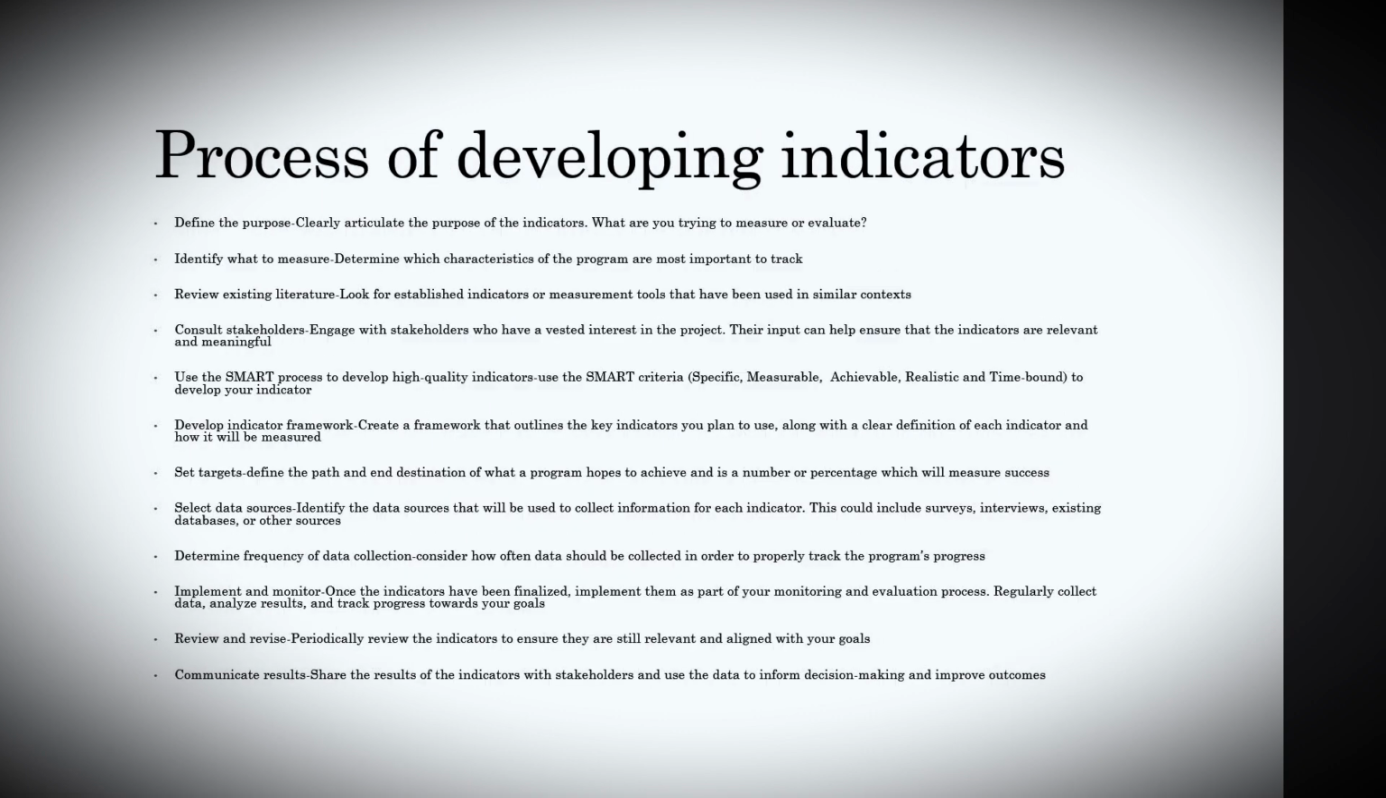Process of developing indicators. What are the processes that we follow when we are developing indicators? The first process is we must define the purpose of our indicators. What are we trying to measure or evaluate? We must identify what we want to measure. We must determine which characteristics of the program are most important to track.